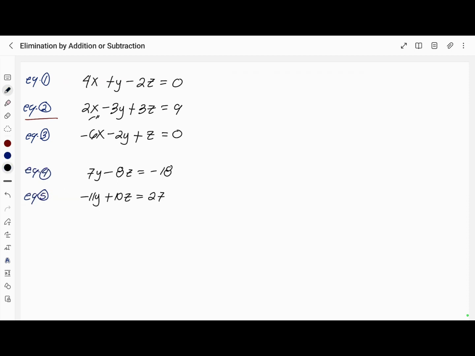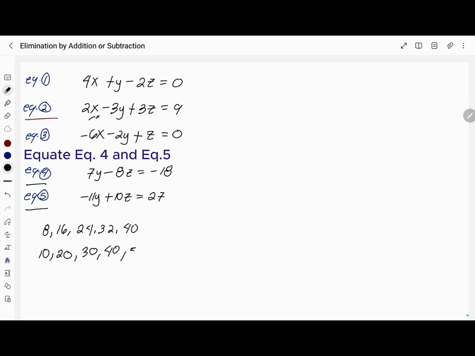Okay, so now that we have two equations and two unknowns, we can now get the value of the variables y and z. So let's equate equation 4 and equation 5. Let's say I want to eliminate z. So let's look for the LCM. For equation 4, we have 8, then 16, 24, 32, and 40. Then for equation 5, we have 10, 20, 30, 40, and 50. So the LCM is 40.